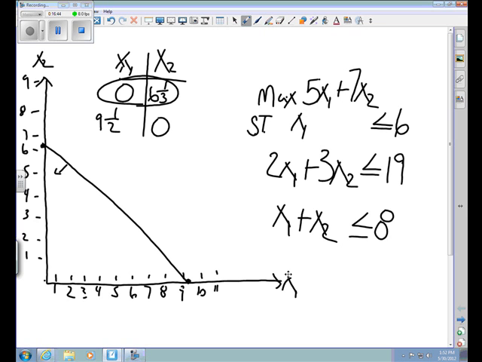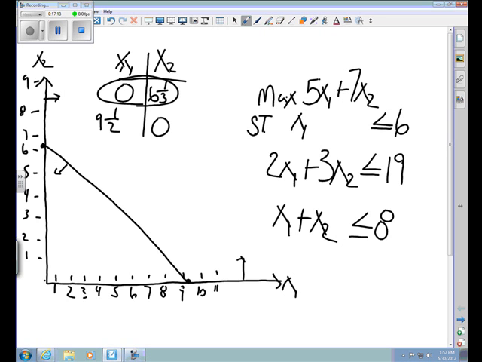Of course, we have those non-negativity constraints. The constraint that is x1 must be greater than or equal to 0 essentially ensures that we're to the right of the vertical axis. And the constraint that says x2 must be greater than or equal to 0 ensures that we're above the horizontal axis. So at the present time, we know that our solution has to be in this triangle we see here.